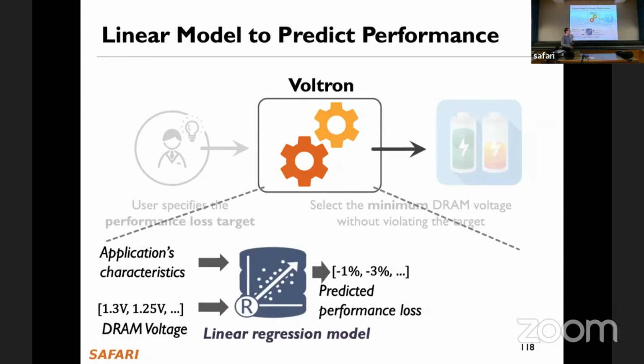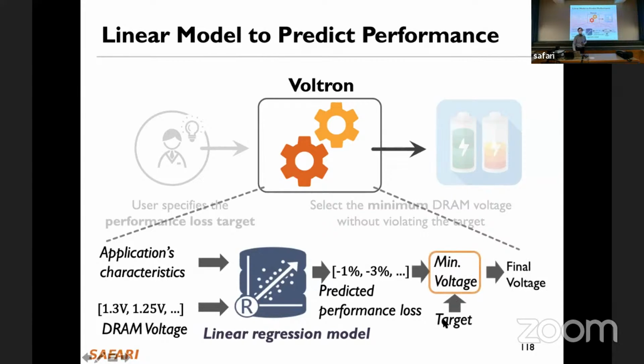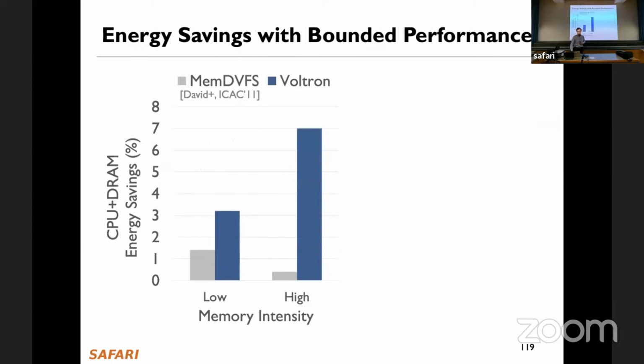So it basically has a model. The inputs are the characteristics of the application, like how many cache misses you have, how much parallelism you have, and the DRAM voltage that you want, potentially. And this gives you a predicted performance loss for different voltage levels, assuming that you need to increase latency somewhat at different voltage levels. And if your predicted performance loss is less than the target, you select the minimum voltage that satisfies that target, basically. And that's your final voltage. And hope that this works nicely.